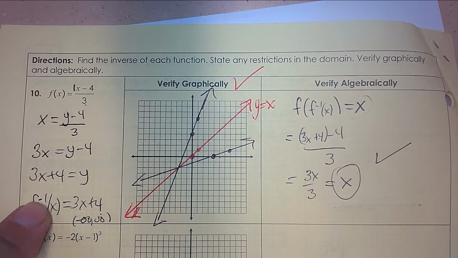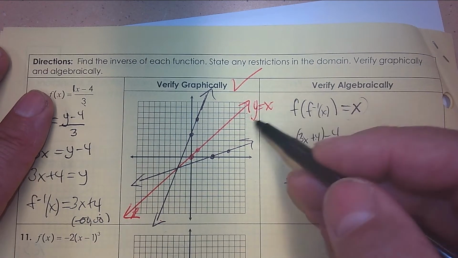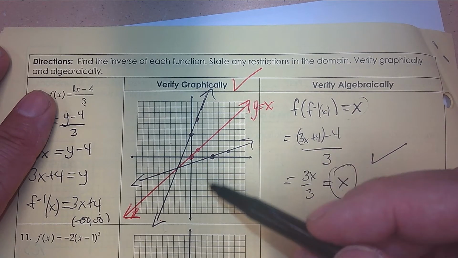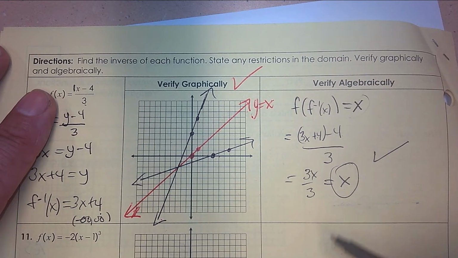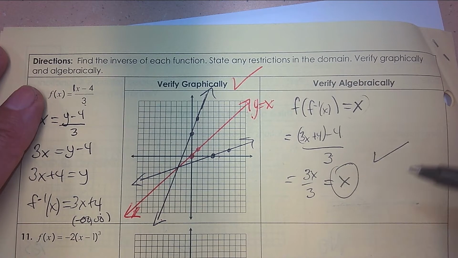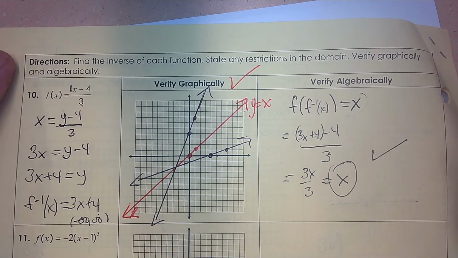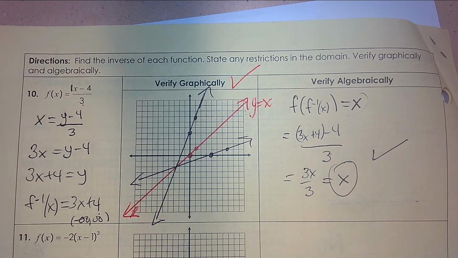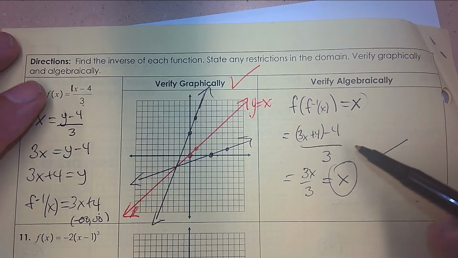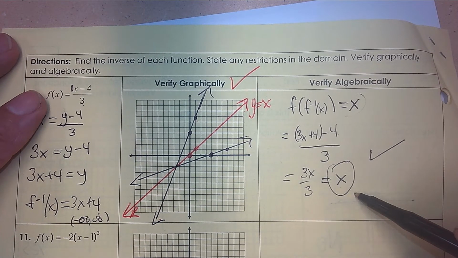I understand that the line y equals x, an inverse and its function reflect over it, and I understand the composition, where if I substitute one into the other, in fact, the order doesn't matter. You could plug the function into the inverse, and the same thing would happen. You do the algebra, it simplifies to x. All right, let's try it again.